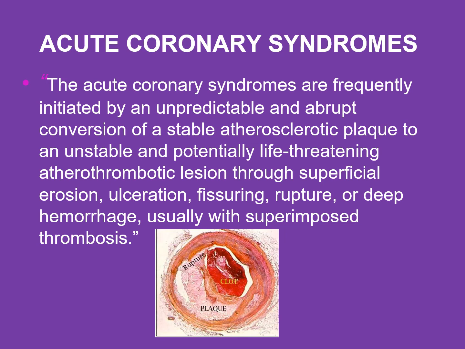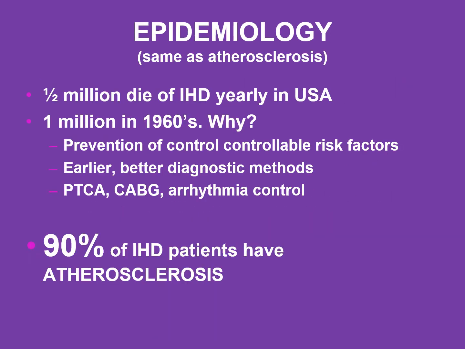However, a lesser percentage of narrowing can still cause ischemia if the plaque becomes unstable and traps some of the blood clot passing through as the blood flows into the lumen, and that causes the blockage to go up to 95% or even 100%, causing the ischemia. About 500,000 die of IHD yearly in the US, but this is in the 1960s. Probably this is tripled nowadays, and 90% of the patients have atherosclerosis.